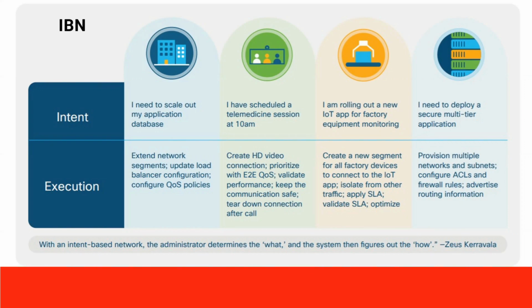This is just an example. Intent: I need to scale out my application database. In the manual approach, what exactly is done? You extend the network segments. The load balancer configuration is updated because you are scaling the database, so you're adding more SQL servers to it. The QoS policies, the quality of service, need to be taken care of. So all these things will be executed when I just specify the intent.